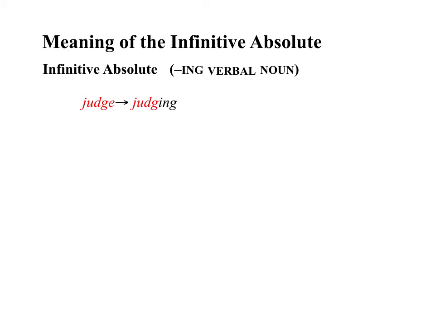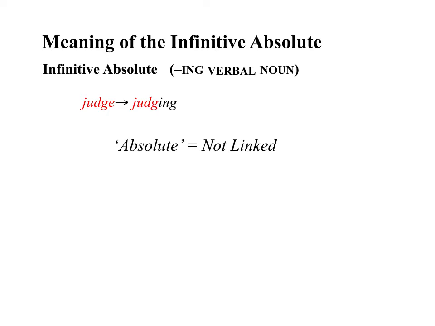We also have an infinitive absolute. Now, by absolute, we mean that it is absolutely not connected to anything. It is not linked. That makes it different from the infinitive construct. And we have to identify these two separately because they do actually have a different form and they have a different function. The infinitive absolute is likewise an ing verbal noun. So again, we take the verb judge and we make it into an infinitive absolute by adding the ing, judging. It's a verbal noun and it is not linked to anything.